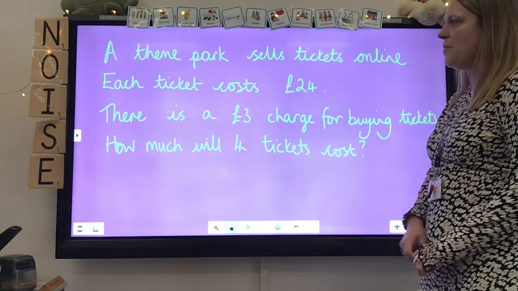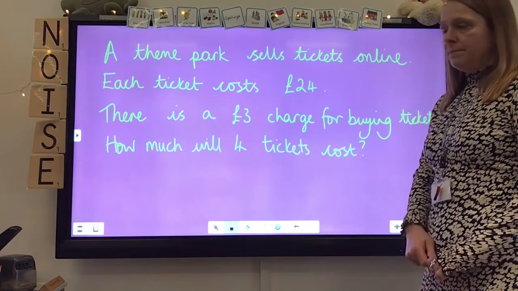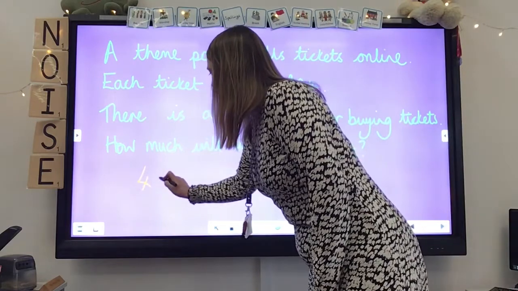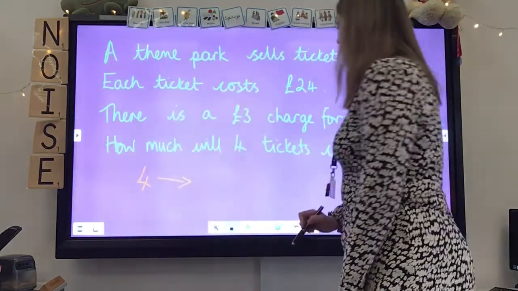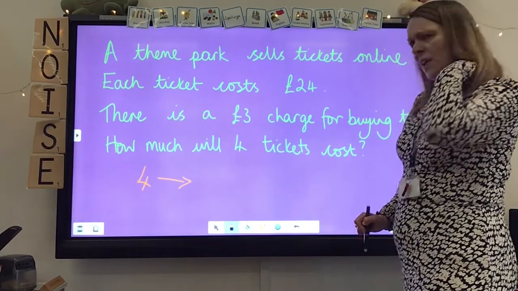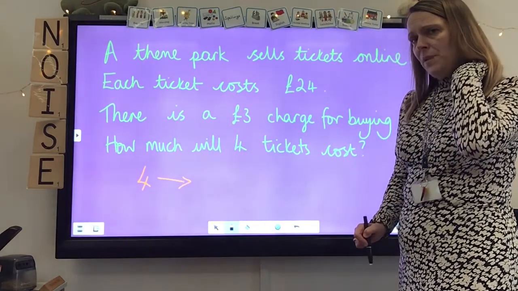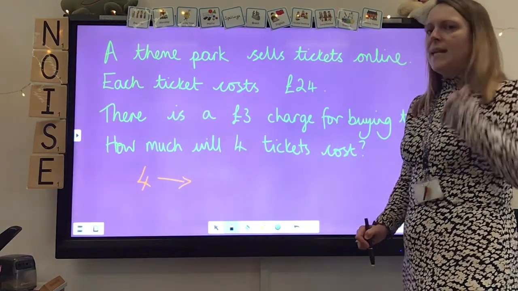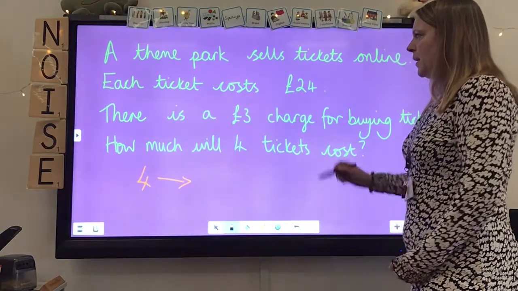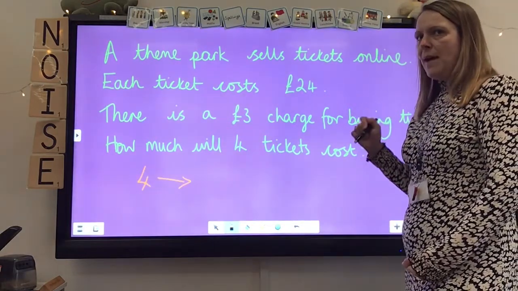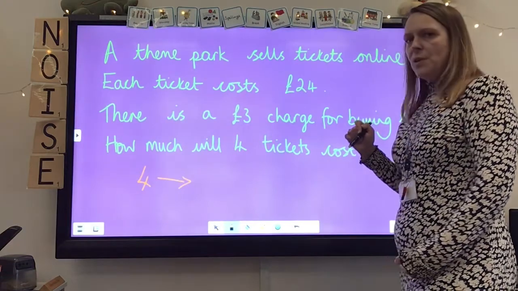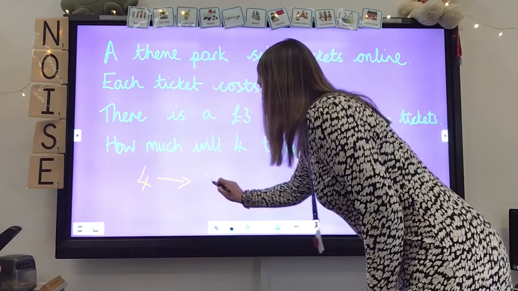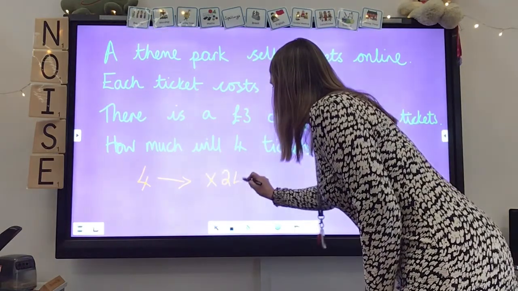Okay, I can put this into a function machine. So I know I want to buy 4 tickets. In fact, have a go at this yourself. Pause the video, have a go, and then come back and see if you get the same answer as me. Okay, let's have a look then, see if you did get the same answer. So each ticket costs £24. So what function do I need to do if I want to work out what 4 lots of 24 is? That's right, I'm going to do times 24 as my first function.